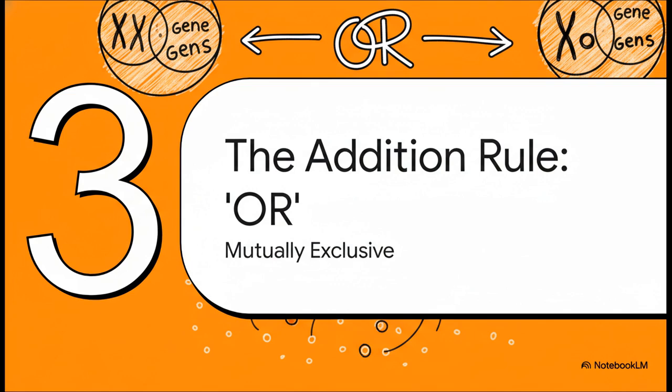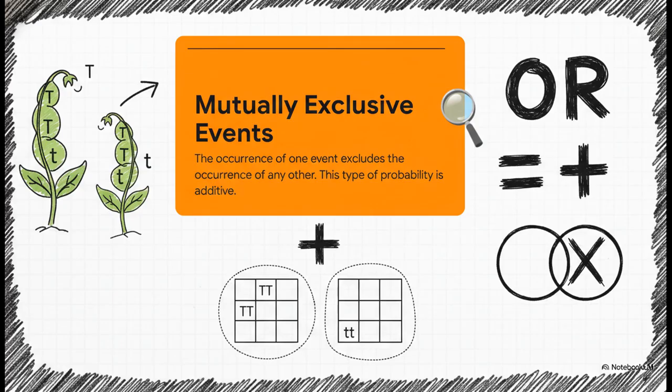So we can figure out the odds of a single event. But what if we're interested in a couple of different outcomes? You know, what are the odds that one thing or another thing happens? That's where we need our first big tool, the addition rule. This rule is for what we call mutually exclusive events. That's just a fancy way of saying if one of them happens, the other one can't. A pea plant can't be both super tall and a dwarf at the exact same time, right? So when you want to find the probability of one outcome or another, you just add up their individual chances.